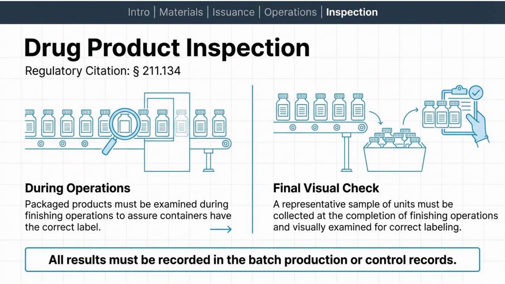Packaged products must be inspected during and after packaging operations. A representative sample is visually examined to confirm correct labeling. All inspection results must be documented in batch records.